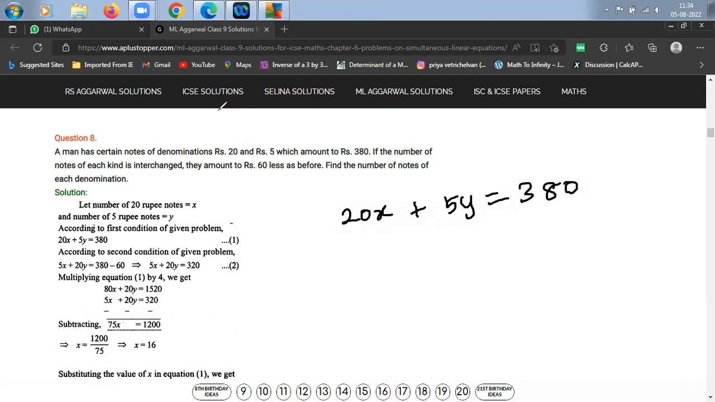Just a second. Okay. Sorry for the interruption. Some water flowing.